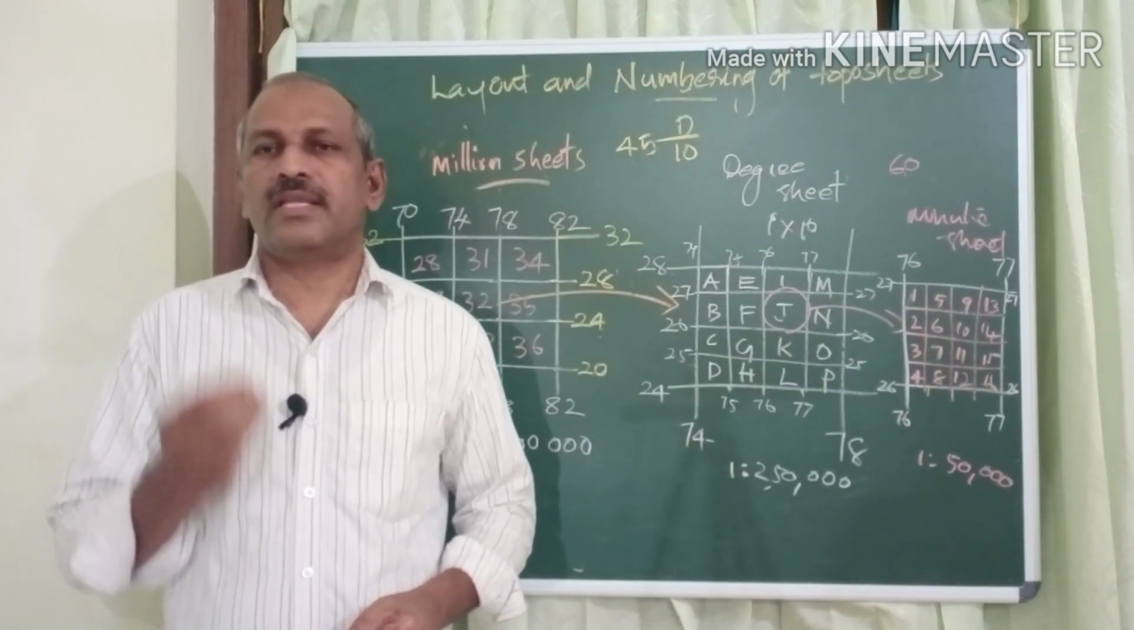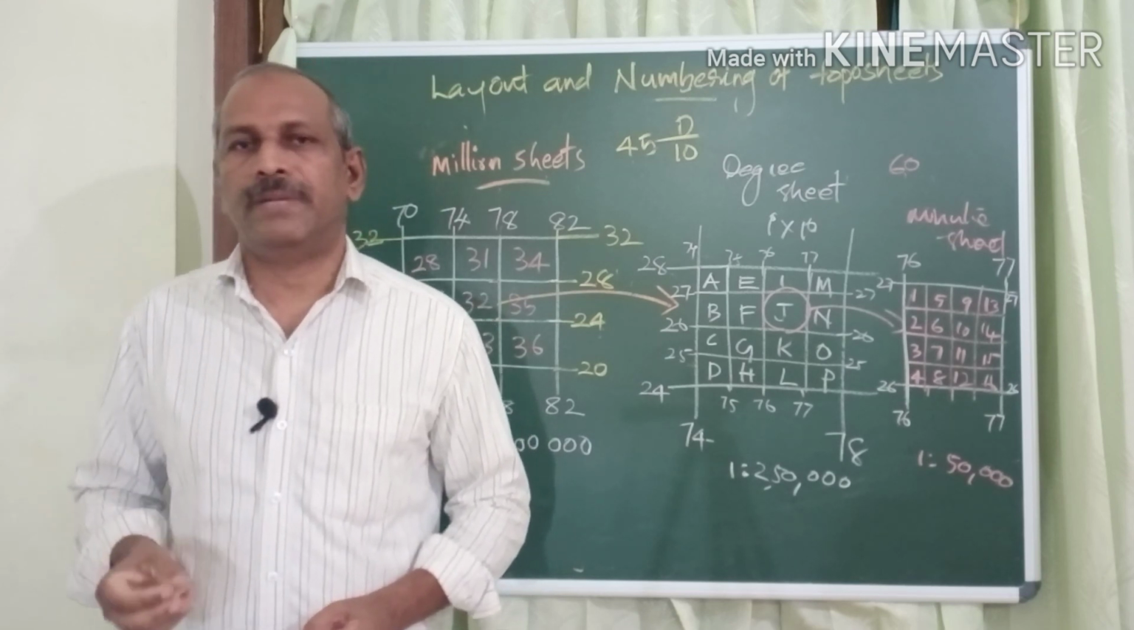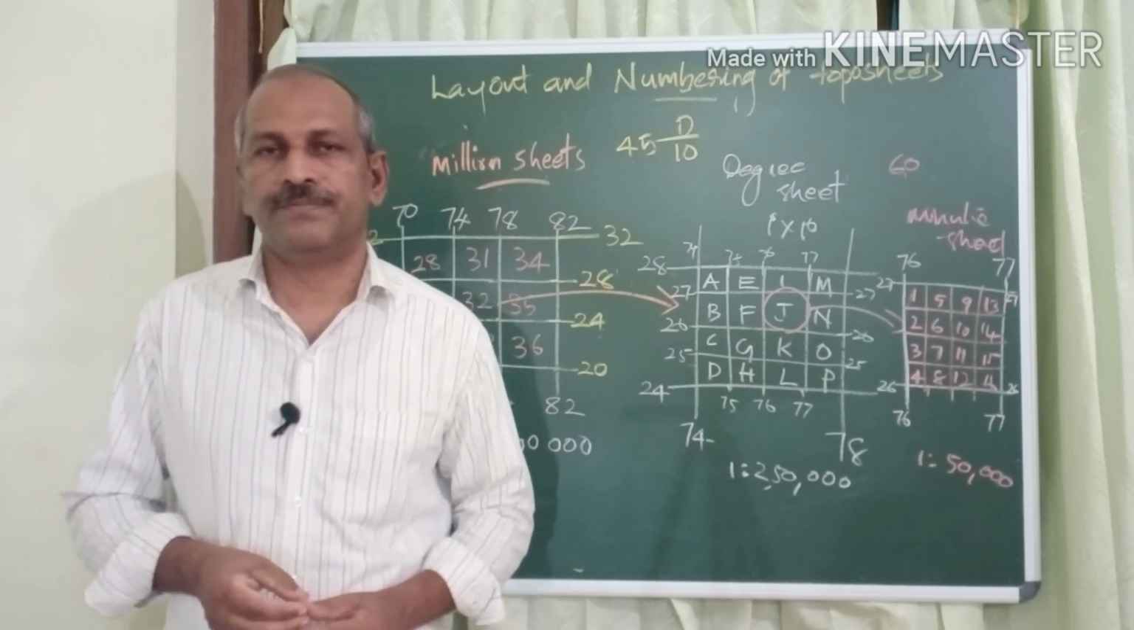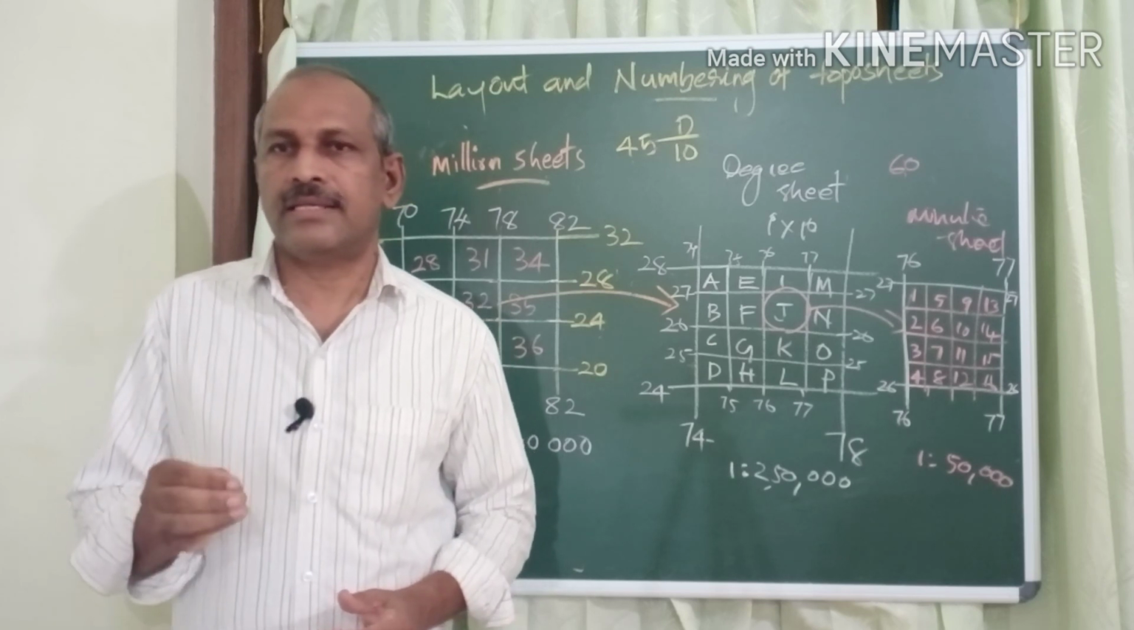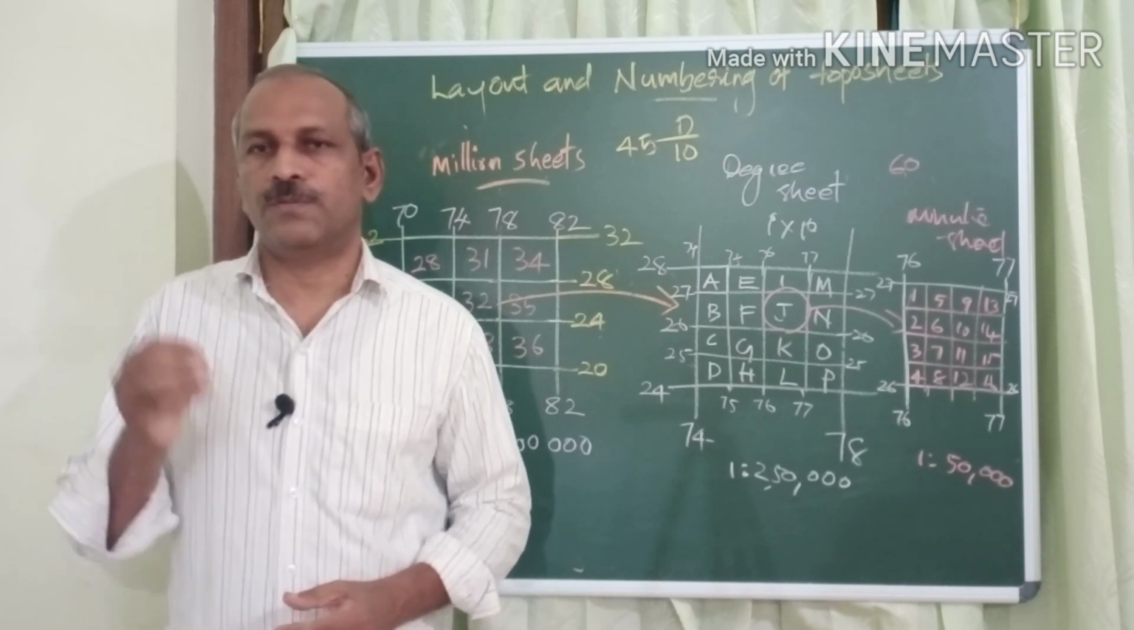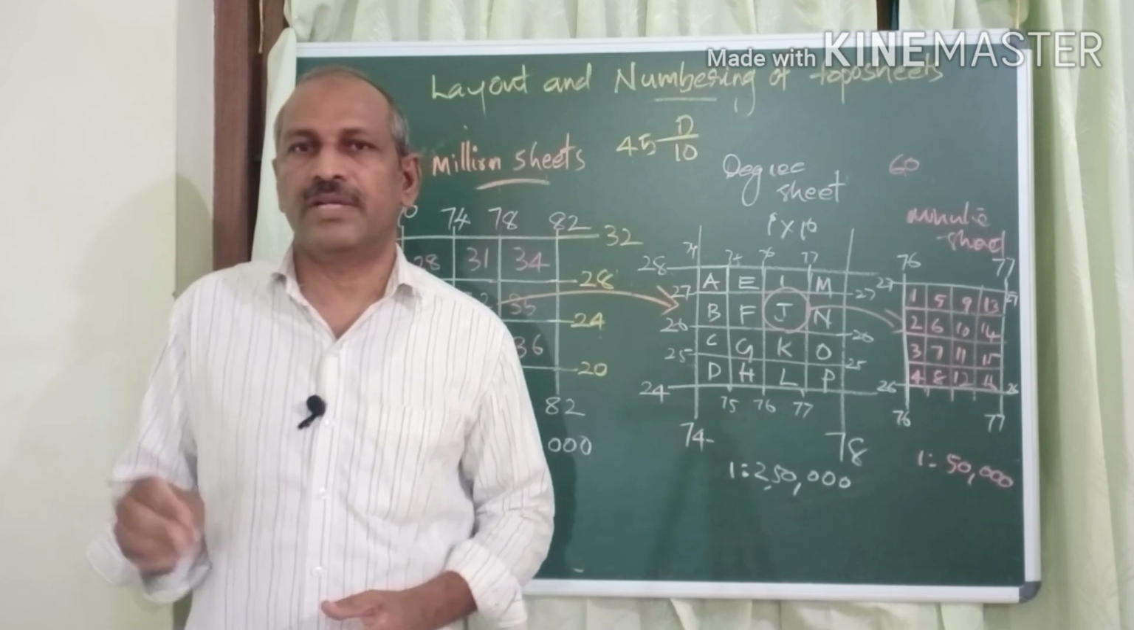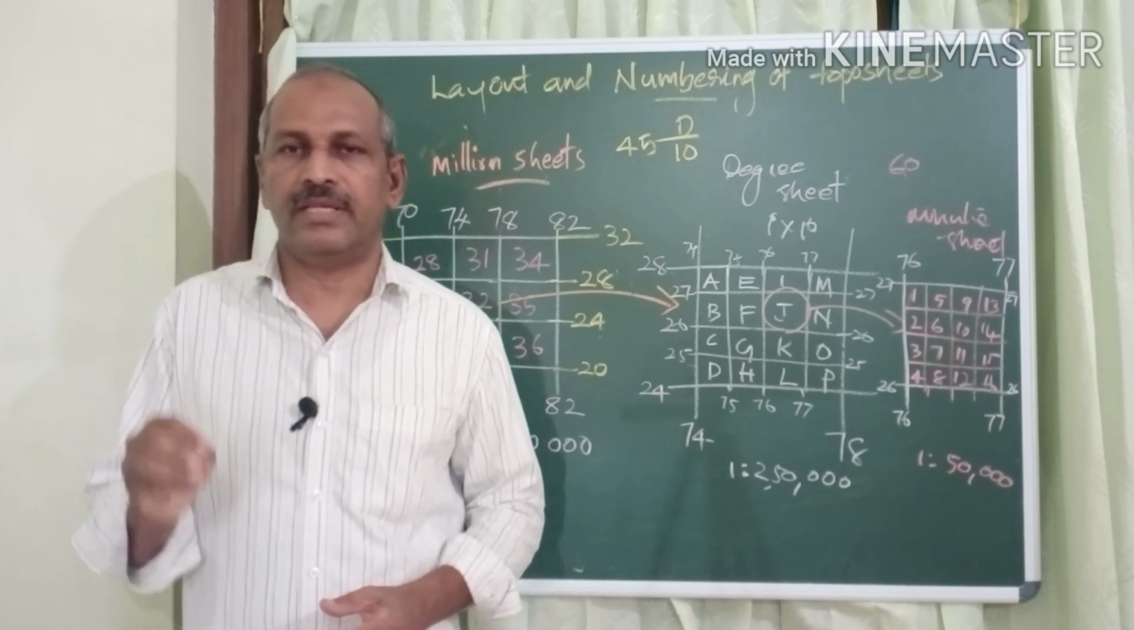A few questions are given in your textbook, page numbers 54 and 55. You find the answers to these questions by observing the topo sheet given on page number 53 in your textbook.